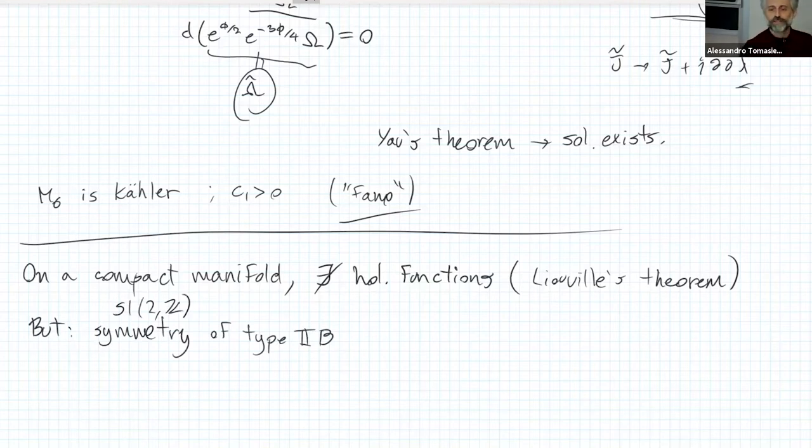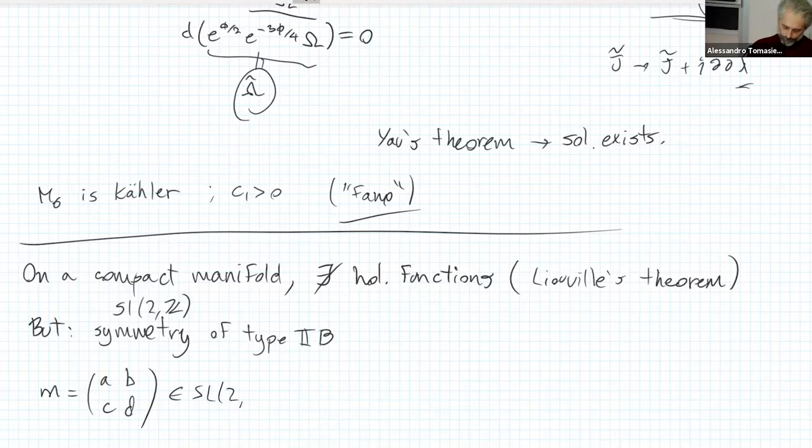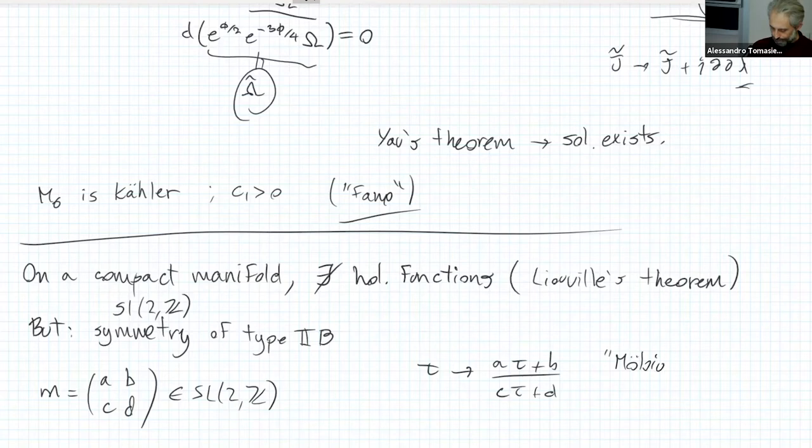This is SL(2,R) in supergravity, but it's believed to become SL(2,Z) in full string theory. Given a matrix M, (A, B, C, D) in SL(2,Z), tau is sent to (A tau plus B) over (C tau plus D). These are called Möbius transformations.